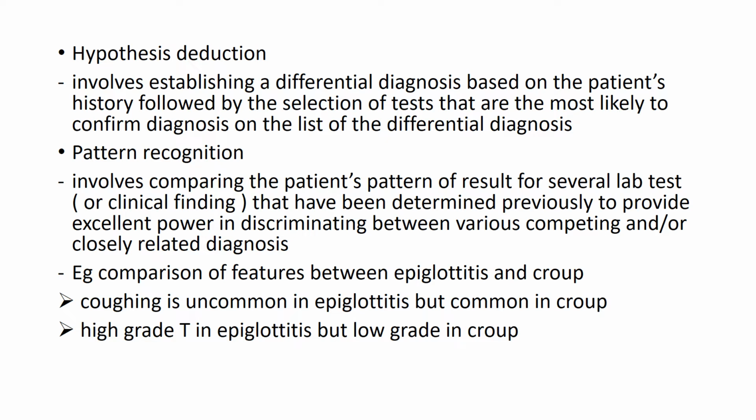Second principle is pattern recognition. This involves comparing the patient's pattern of result for several lab tests or clinical findings that have been determined previously to provide excellent power in discriminating between various competing and or closely related diagnoses. For example, comparison of clinical features between epiglottitis and croup. In epiglottitis, coughing is uncommon, whereas coughing is common in croup. And in epiglottitis, the patient will suffer from high-grade temperature, but in croup, the patient will have low-grade temperature. So there is a comparison, and with this, we can perform pattern recognition.